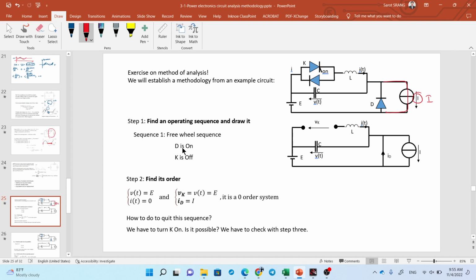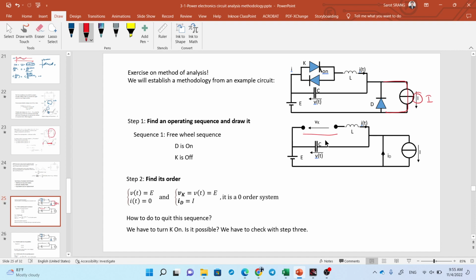Now let's look at sequence 1. It's called the free wheel sequence, when D is on and K is off. D is this one, K is this one. When this one is off, you have an open circuit in here. Because this one is on, you have a closed circuit in here.